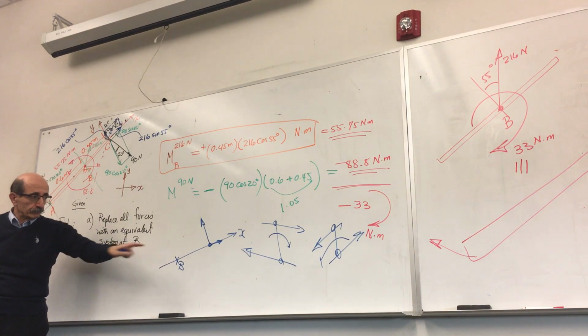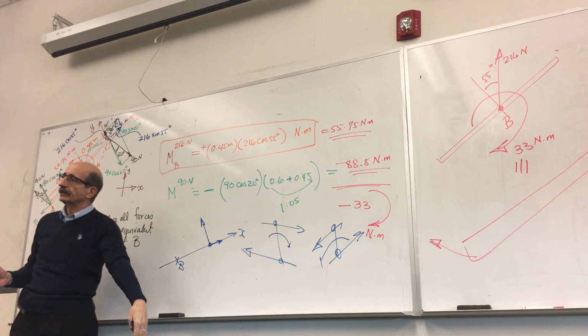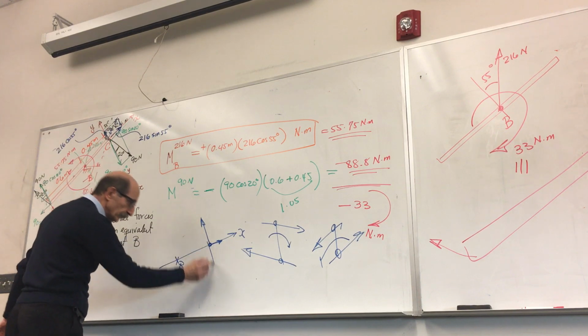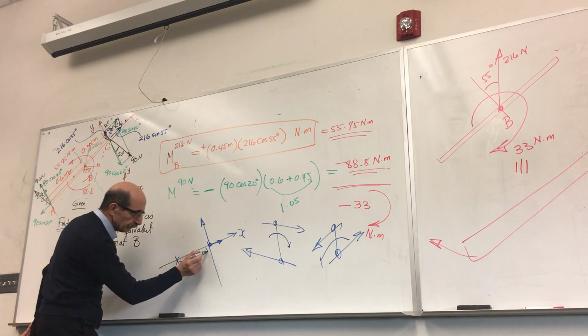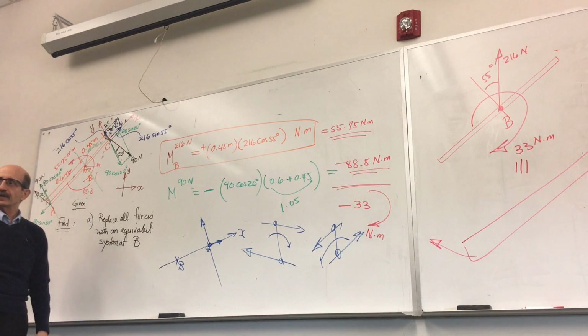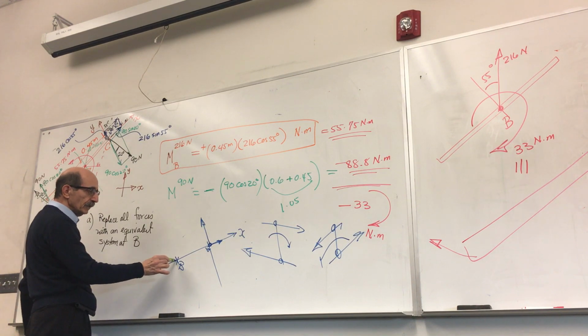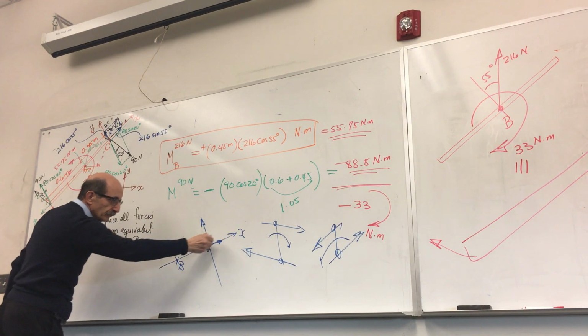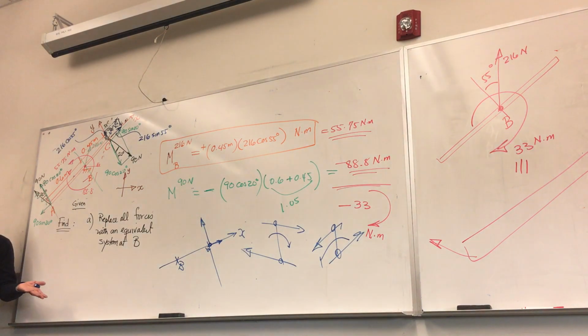Draw a line from this point perpendicular to the direction of the force, right? So this is the line perpendicular to the direction of this force. How do you draw a line from B perpendicular to this? There is no distance between them. So that vertical distance is zero.